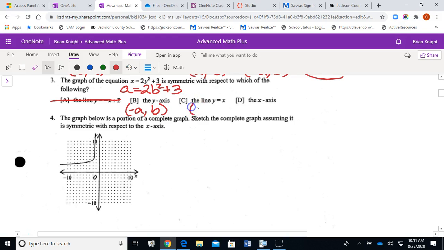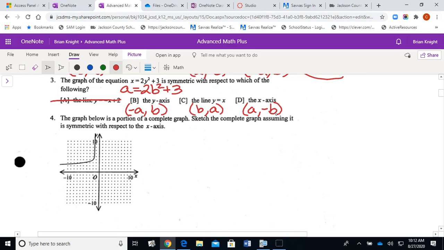For the y equals x line, you switch them, okay? And for the x-axis, you do a negative b, okay? And again, you're just testing the symmetry, okay? Which line, if you flipped it over that line, would the graph look the same? That's basically what you're doing here.